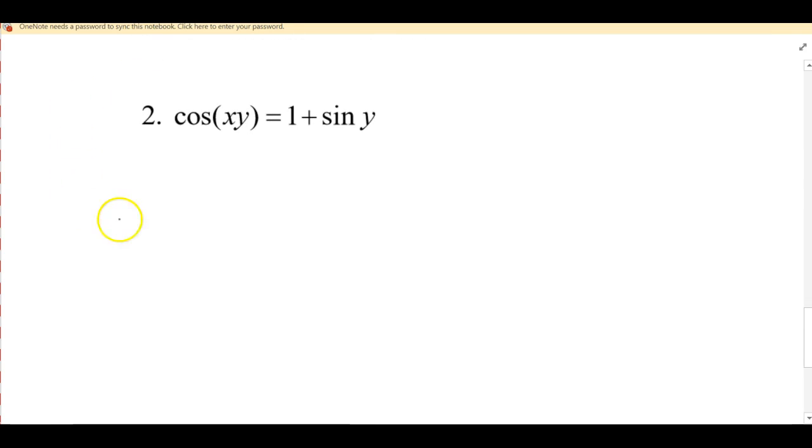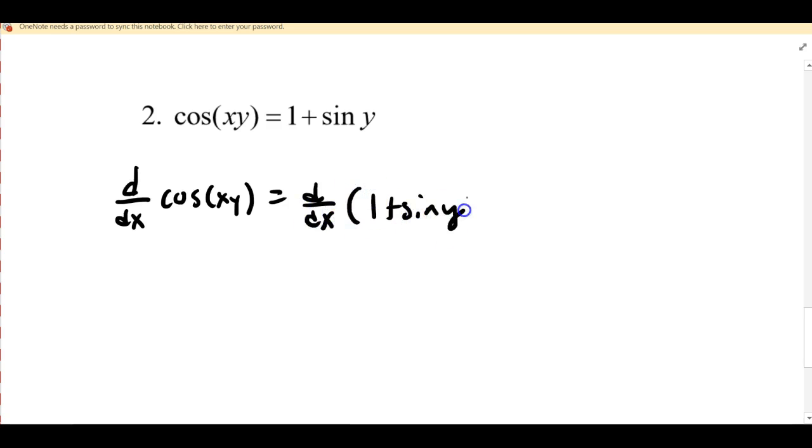So d/dx of cosine(xy) equals d/dx of 1 plus sine y. When we differentiate, chain rule, because cosine's the outer function, xy the inside function. So the derivative of cosine is negative sine. We keep its argument the same. We then multiply that by the derivative of xy. There we need to use the product rule.